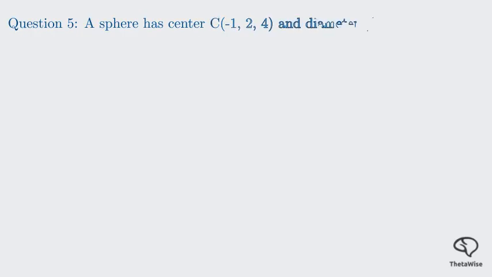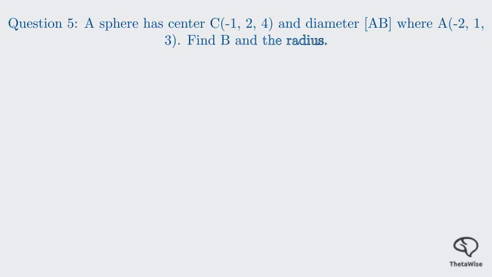Question 5. A sphere has center C (1, 2, 4), and diameter AB, where A is (2, 1, 3). Find the coordinates of B and the radius of the sphere. Pause and find the solution.